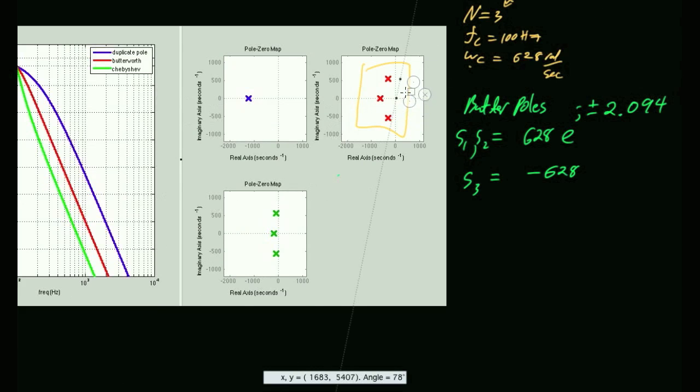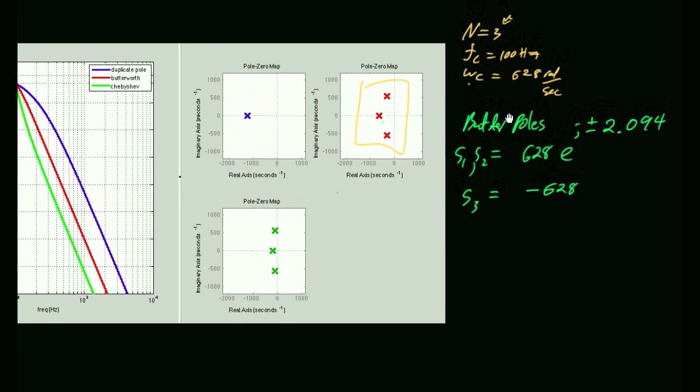So I've got plus 2.094, and then this one is minus 2.094. So those are my 2 poles. And then I need a third pole at 628. All right, so that's what that's telling me. So if I can physically build a circuit that has these 3 poles, I will get a third order Butterworth filter with a cutoff frequency at 100 hertz.